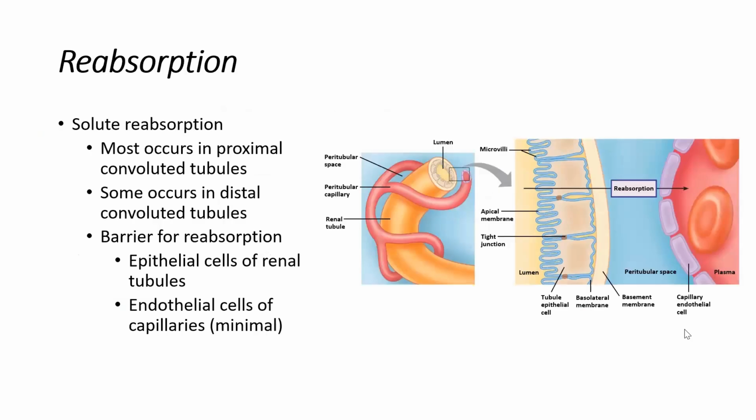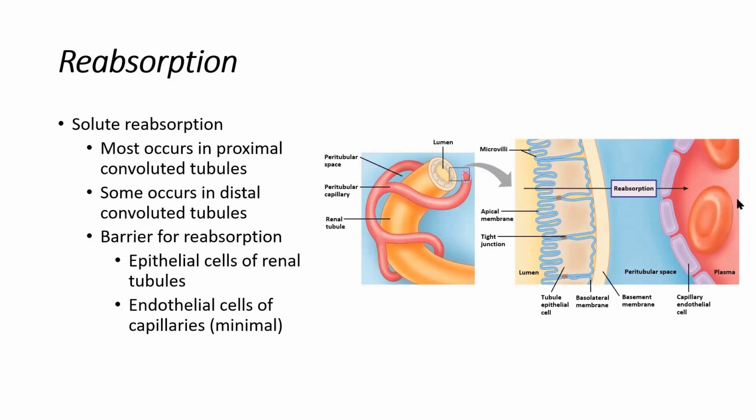Okay, so getting into the mechanism of how we bring about this reabsorption. Most of the reabsorption happens in the proximal tubule. Some of it happens in the distal tubule, which is more regulated, and we'll talk about that as well. We want to introduce the barriers across which these substances need to be reabsorbed. So what are the barriers for reabsorption across these tubular structures? It's going to be the epithelial cell of the renal tubule, as well as the endothelial cell of the peritubular capillary.